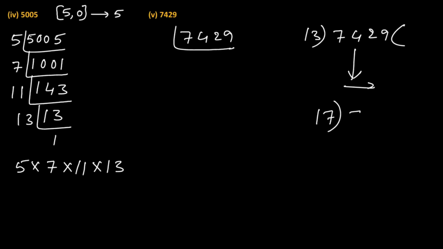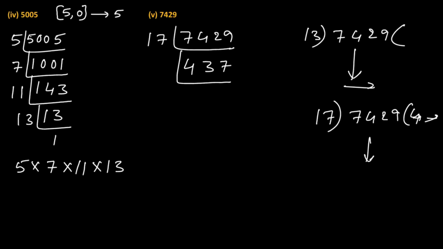In the 17 table, 7429. Yes, it is going in 17 table. So in 17 table, 17 fours are 68, yeah, it is going. 17 fours and then 17 threes and 17 sevens. So you know how to do the division. You can happily do the division. So you will get the remainder as 0. That's why it is divisible in the 17 table.